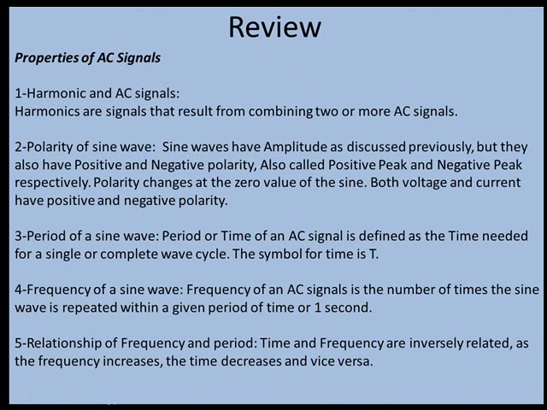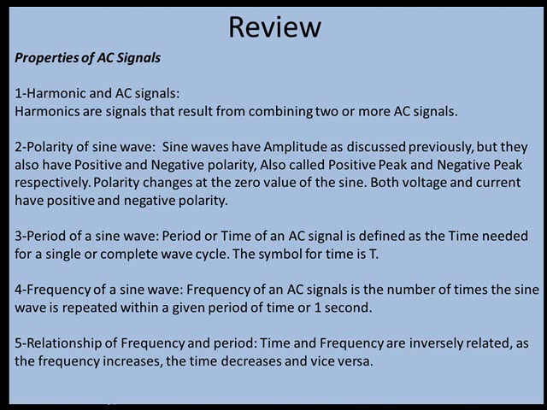Let's review before we go out. We said that harmonic AC signals are the result of combining two or more AC signals, right? And we call the first signal the fundamental, and then the first, second, third, and so on, harmonics. We talked about polarity on sine waves, and we also said that in the amplitude that we discussed previously, you also have what we call positive and negative polarity, also called positive peak and negative peak, or positive frequency, negative frequency. And that polarity can actually be measured from various points: from the zero crossing to the zero crossing of the next one, and it can also be measured from the positive peak to the positive peak and from the negative peak to the negative peak. But they do have polarity.